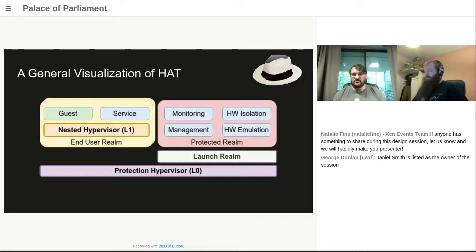So generally, this is a visualization of what a HAT platform would look like. You need to have a protection hypervisor at the base that is an L0 hypervisor. It, in turn, has a launch realm, a protected realm, and an end user realm. The launch realm is used to establish enough of the protected realm for the system to continue to come up. And the end user realm is where the end users would load their system, and that exists outside of the security architecture of HAT.